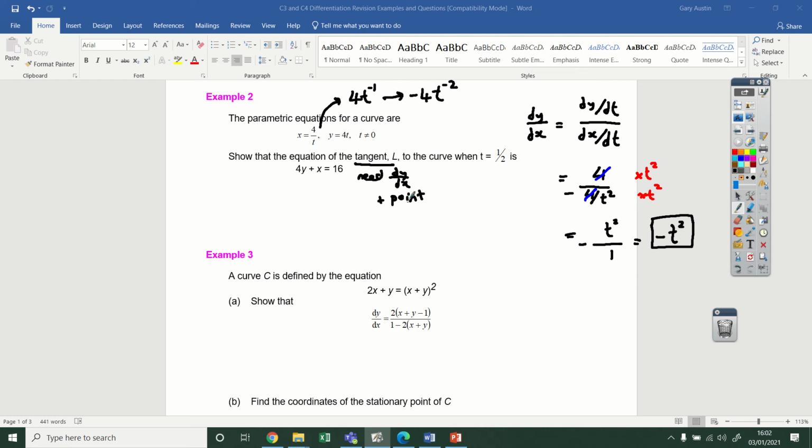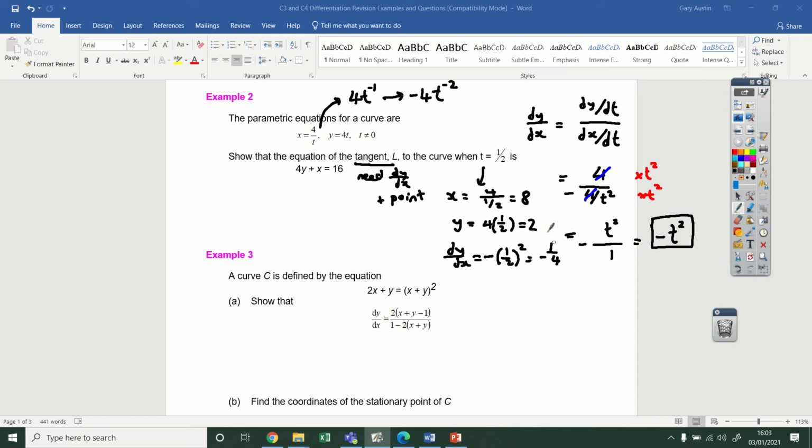To get the point, I know a t value, so I can use that to work out x and y to tell me my coordinate. So when t is a half, I can work out x. X is 4 divided by a half, which is 8. Y is 4 times t, 4 times a half, which is 2. And the gradient is given by minus t squared, that's minus half squared. Half gets squared first, then becomes negative, so it's minus a quarter.